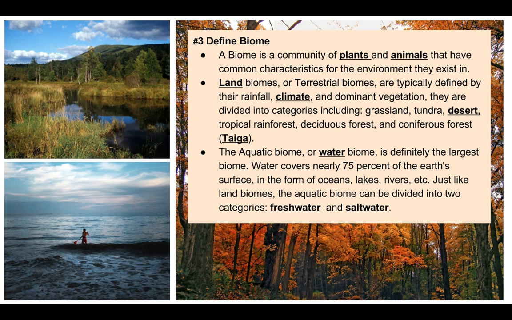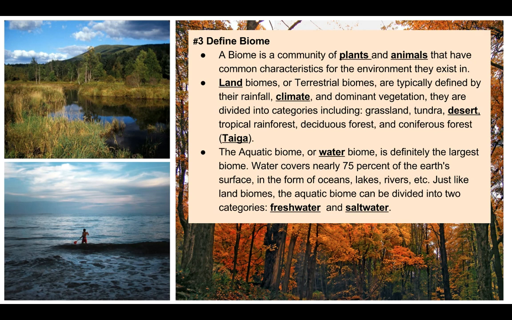So for example, if we're talking about land biomes, we gave some examples: grassland, tundra, desert, tropical rainforest, deciduous forest, and coniferous forest. You're going to learn the characteristics, what makes each of those unique. Each of those biomes will have unique plants and animals. And that's what it's talking about. A biome is a community of plants and animals that have common characteristics for the environment they exist in. So each of those biomes will have unique plants and animals, different than the other biomes.